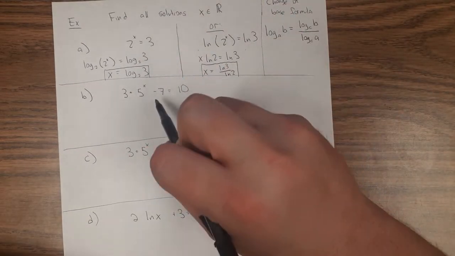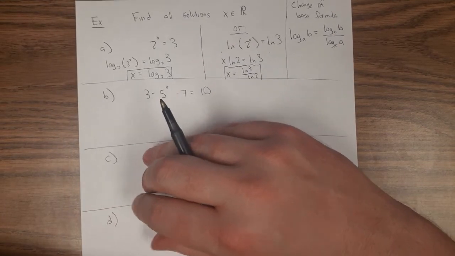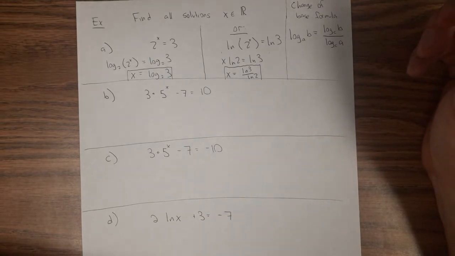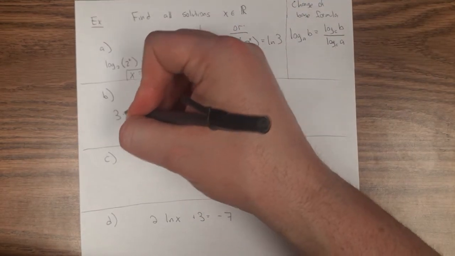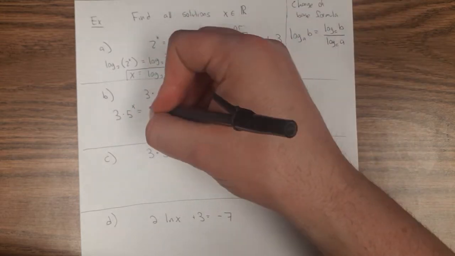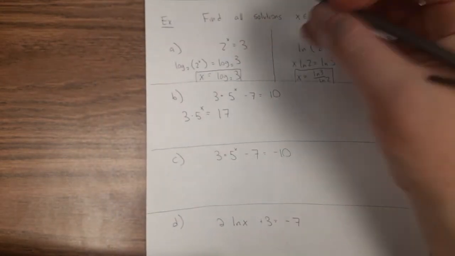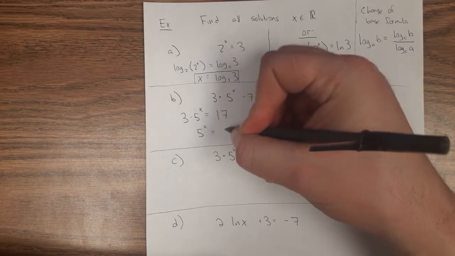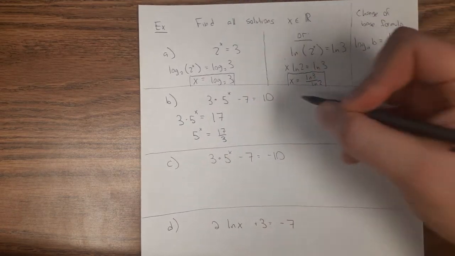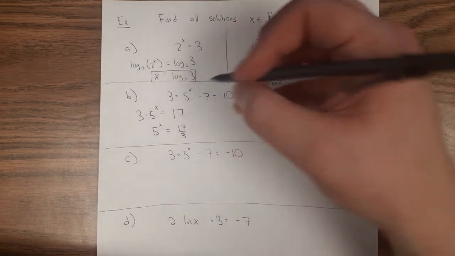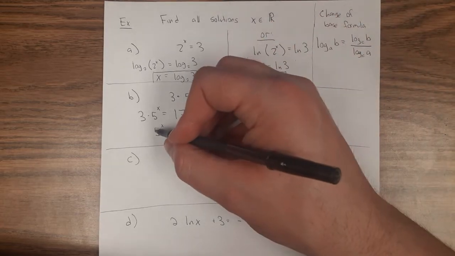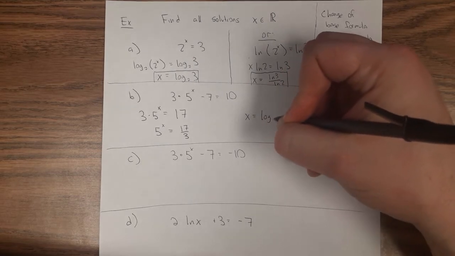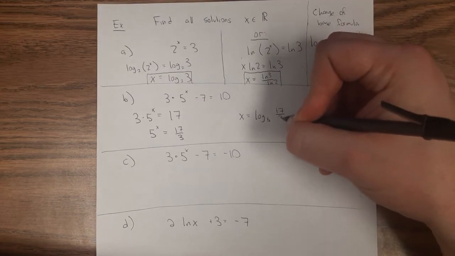So this one is almost the same. It just involves a couple of other easy steps first. So the x is in here, so I want to get this by itself. The first thing I want to do is get rid of that -7. So 3 times 5 to the x equals 17. And so 5 to the x equals 17 thirds. So if I did the log base 5 of both sides, I would just get x equals log base 5 of 17 thirds.